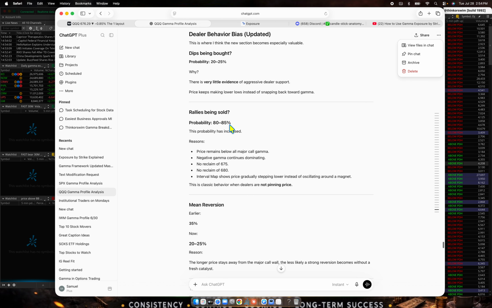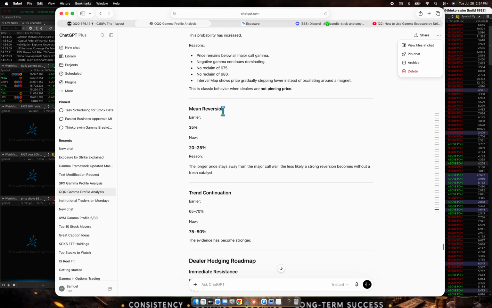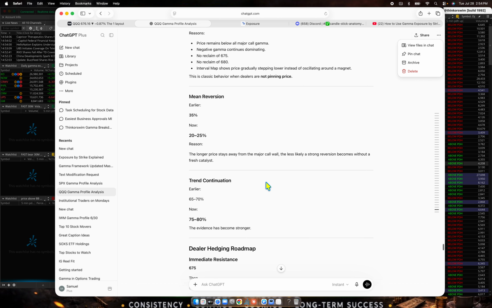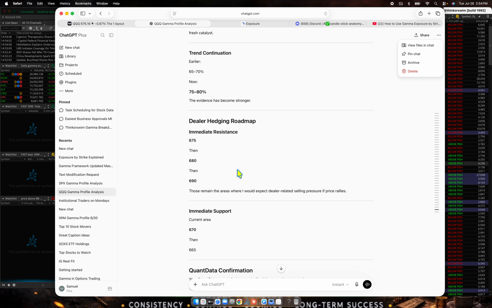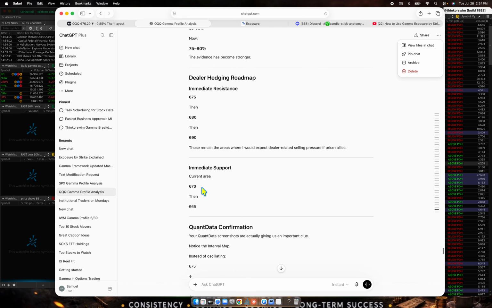Okay, rallies being sold with a probability. All right, mean reversion earlier 35%, now 25%. The reasoning behind that: trend continuation, dealer hedging roadmap. All right, immediate support, current area, then 665. We couldn't get down to that area. We got a little bit close, but we couldn't get down exactly to that area.